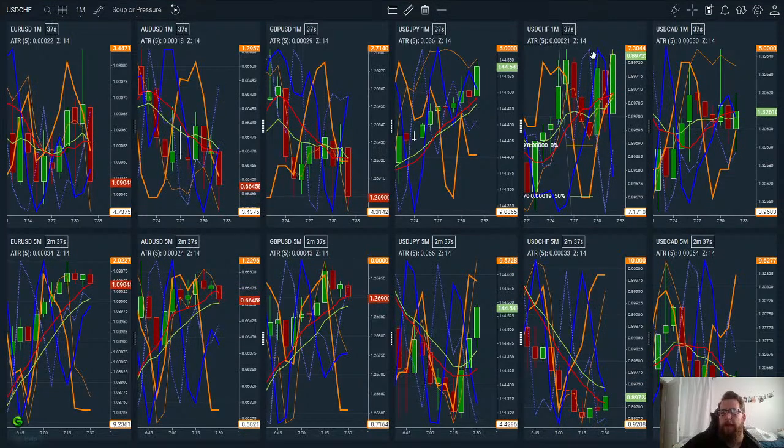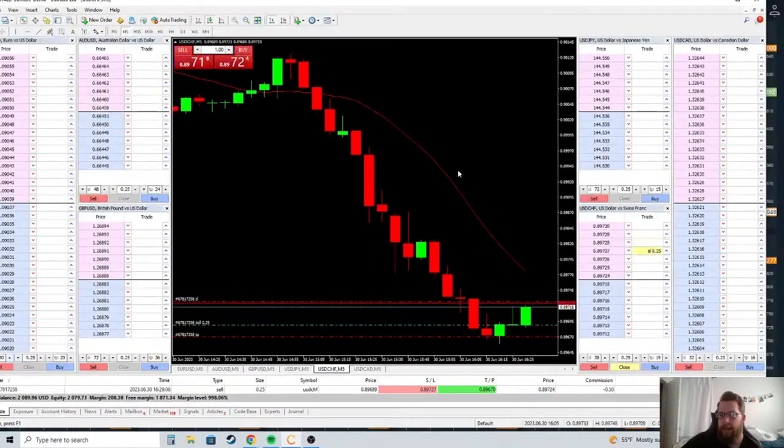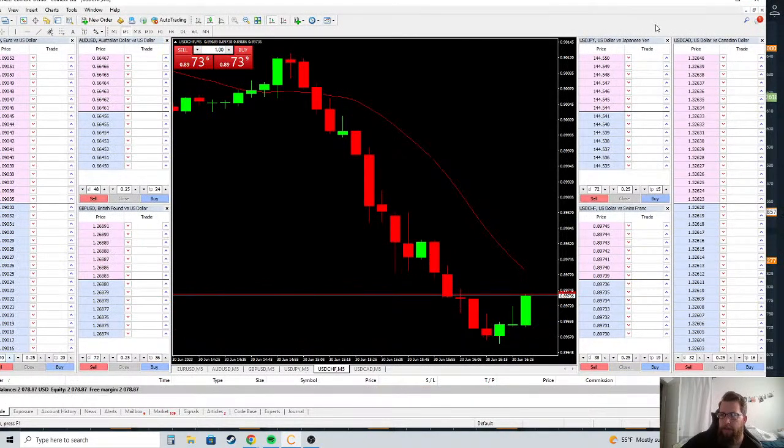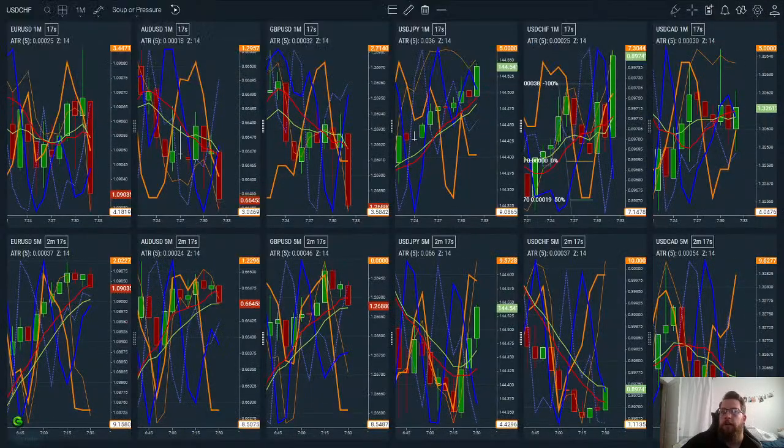All right, if we bounce off of this here, this sort of level, ooh. This is the actual trade. This is our stop, and we're getting really close to it. Yeah, okay, we just got stopped.